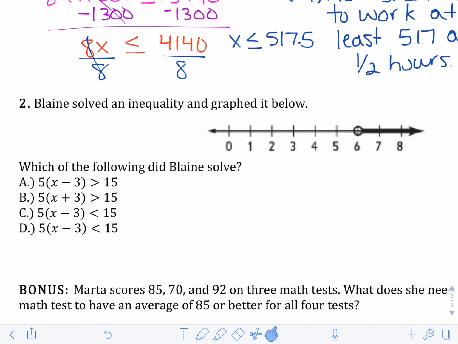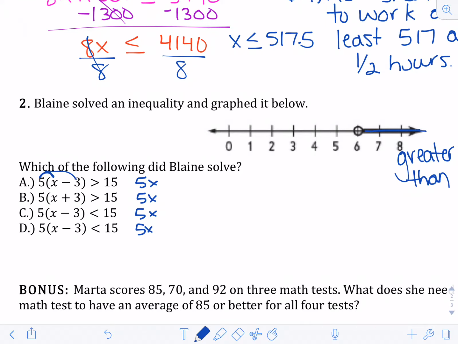Alright, Blaine solved the inequality and graphed it below. Which of the following did Blaine solve? Okay, so let's go ahead and work this out. Now notice I'm distributing a positive 5. So every single one of these I'm going to have a positive 5x, which means my inequality will not flip, because when I go to my division part, I'm not dividing by a negative. So whenever I plot this, my inequalities aren't flipping. This over here is pointing to bigger numbers, so I know this is going to be a greater than symbol.